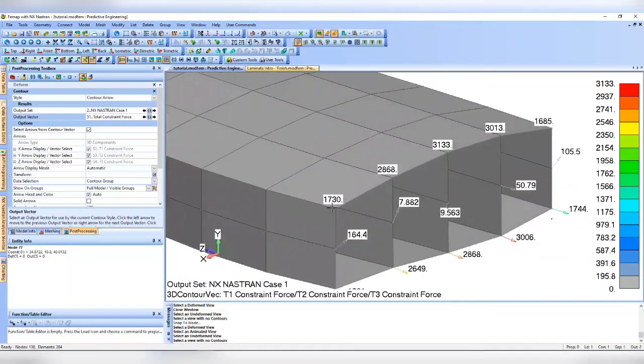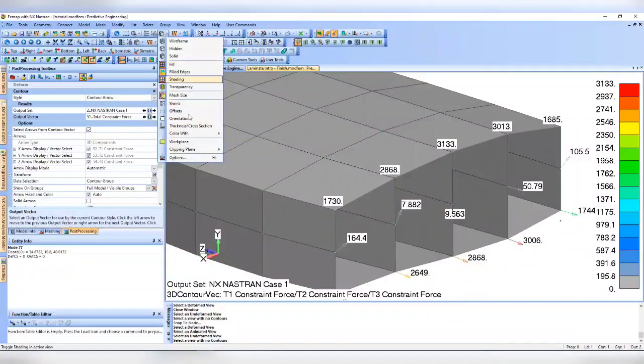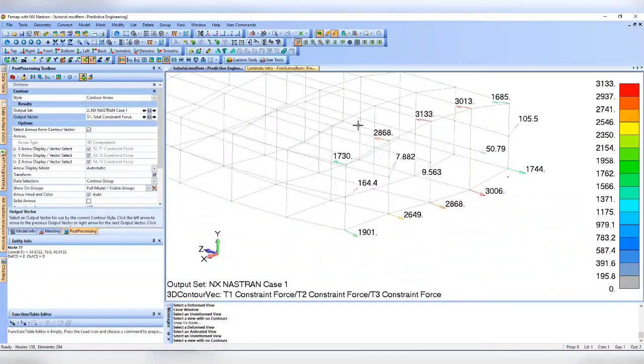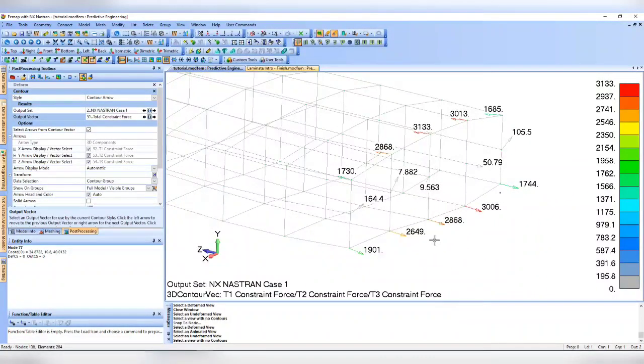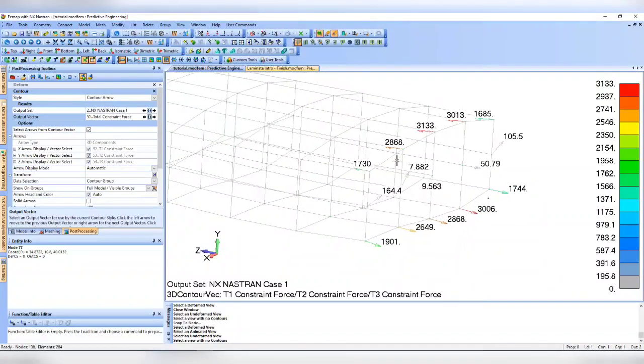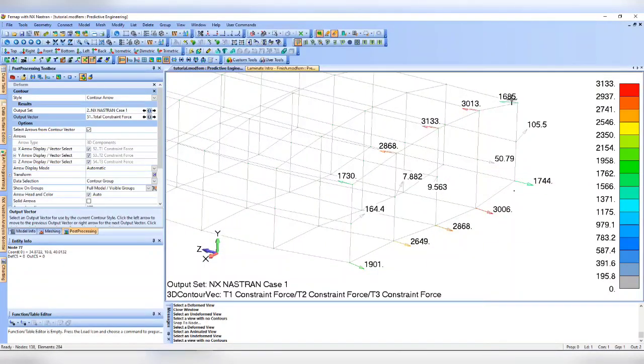I know it's not easy to see. Let me wireframe this. Okay, that's easier. So what is this telling us? Can you guys see this? Recall we had SPCs here, right? And basically these are the resultant constraint forces at these nodes. So what is this telling you?